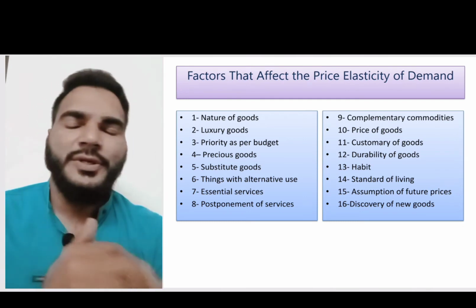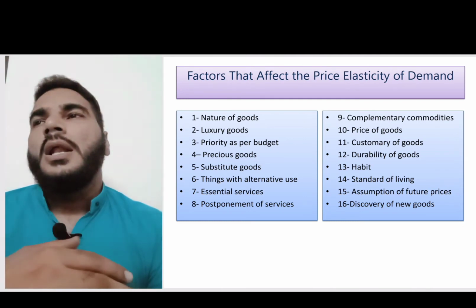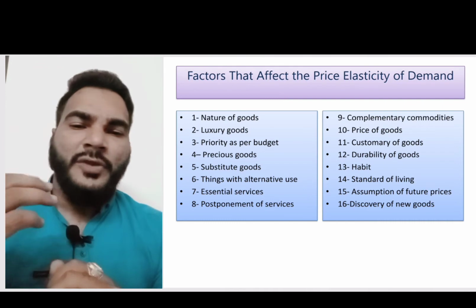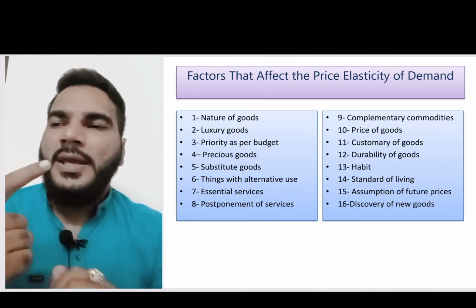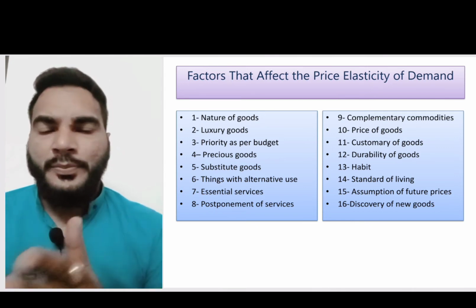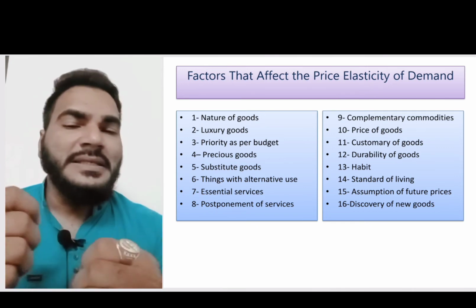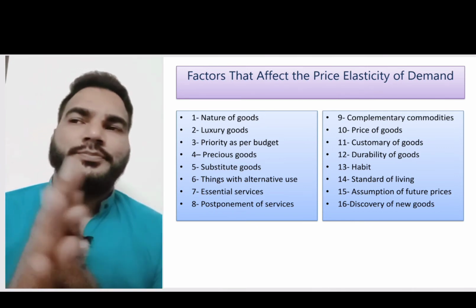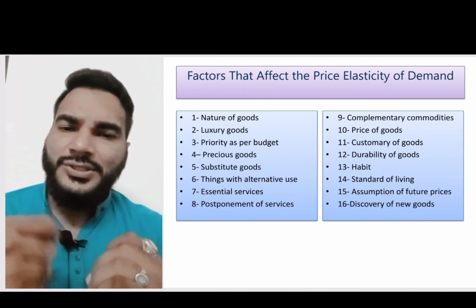Now, complementary commodities are very simple. For example, if you're buying toothpaste, you need to buy a brush as well. So here, the toothpaste and brush; and the second example, razor and blades; then pencil, sharpener and eraser.